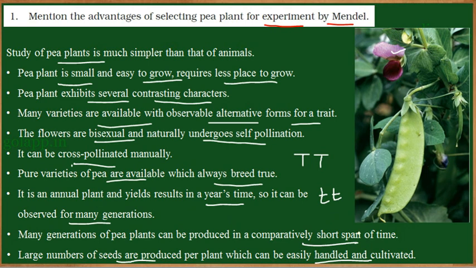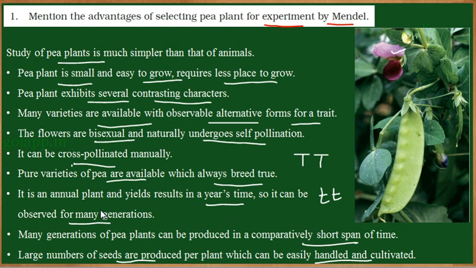For example, if we take a mango tree, so for this plant to attain the age of maturity is few years, and then to see those plants, to observe their offsprings, many years would be required. But in case of pea plant, as they're annual plants, within a year the plant will complete its life cycle, the seeds are formed, and those seeds can be used to grow in the next season.